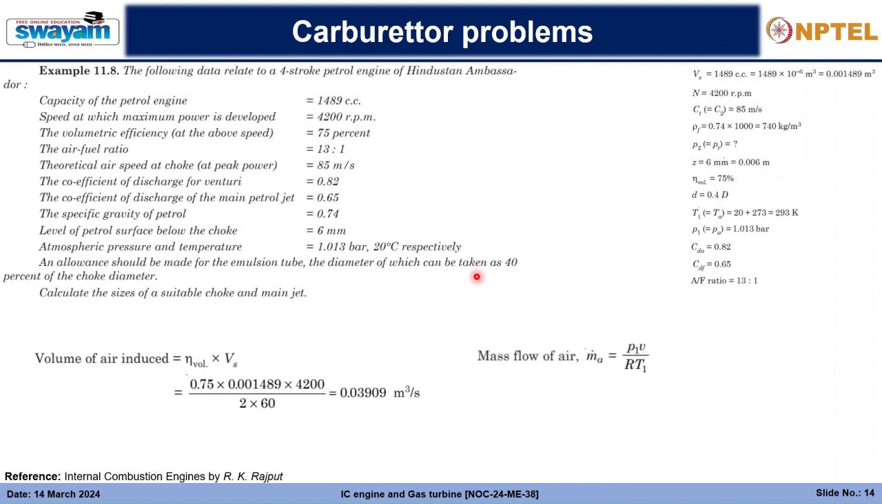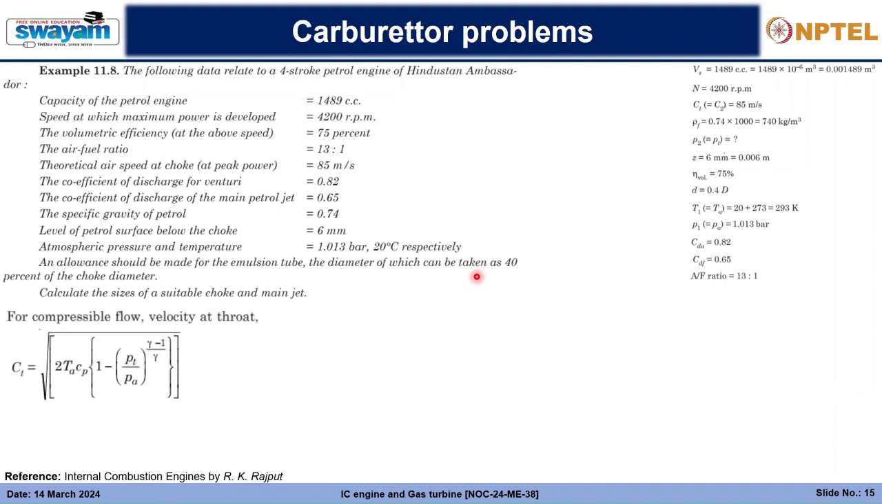Then the mass flow of air, Ma equals P1 V by R T1, and that is equal to 1 into 10 to the power 5 into 0.03909 divided by the value of R and the temperature T1. So we will get the mass flow rate of air to be 0.04709 kg per second. Okay, that's good.